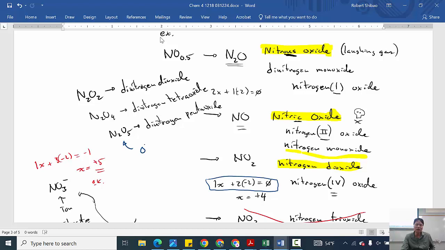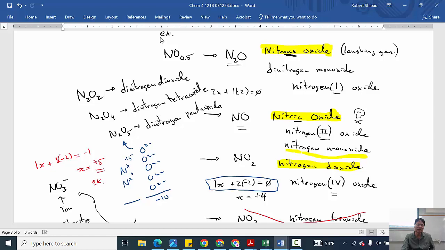Each oxygen is what? And how many do I have? 5 of them. And so 5 of these negative 2 is going to give me a negative 10 total charge. And then I have 2 nitrogens at X. What is X? X has got to be plus 5.